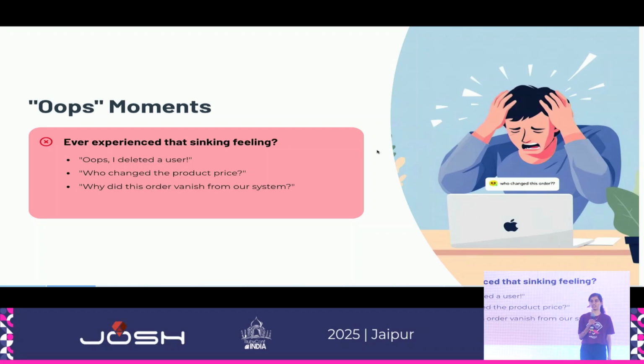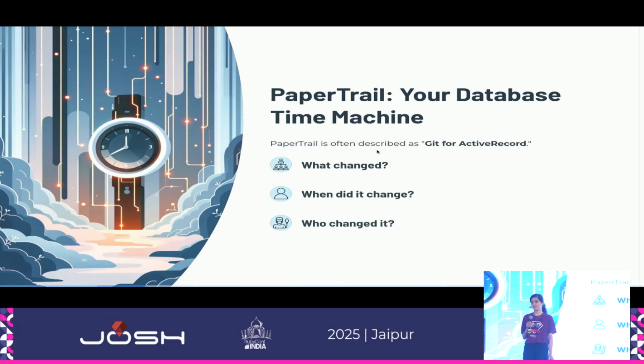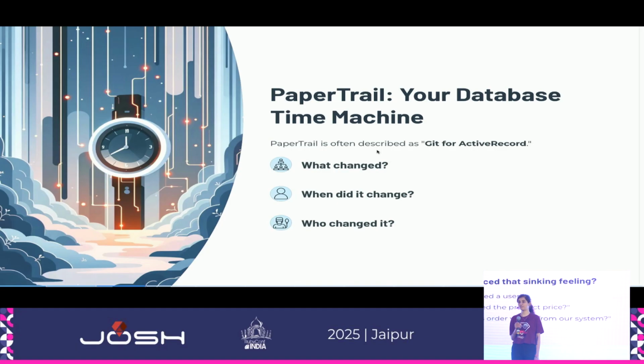Imagine it's 2 a.m. and production is down. Someone just deleted the customer table. Lots of chaos, panic, and that moment that we have all faced. So what if we have a solution for it?